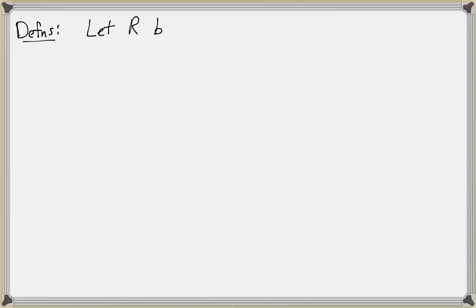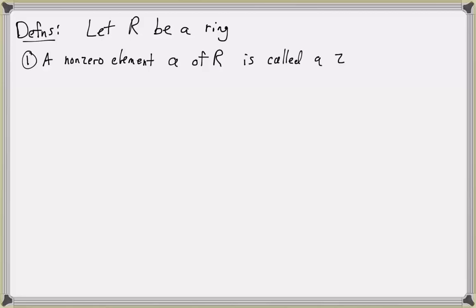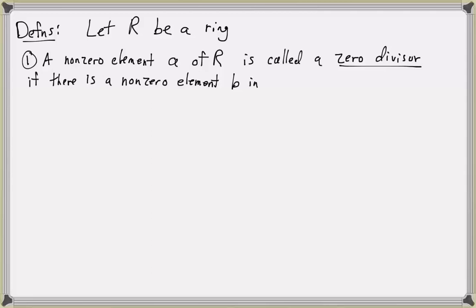Let R be a ring. Then a non-zero element A of ring R is called a zero divisor if there is a non-zero element B in R such that either A times B equals zero or B times A equals zero.